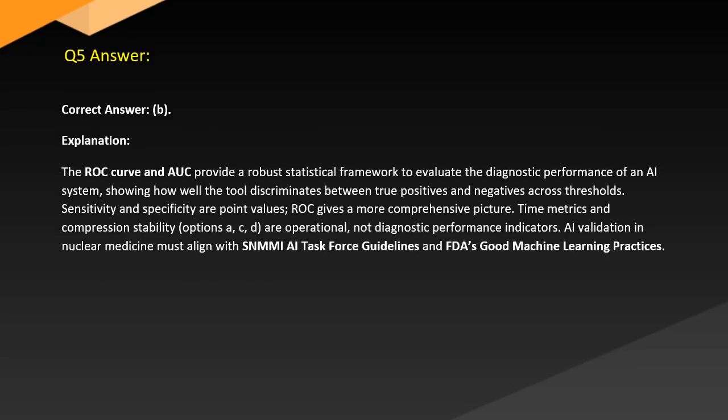Answer. Correct answer: B. Explanation. The ROC curve and AUC provide a robust statistical framework to evaluate the diagnostic performance of an AI system, showing how well the tool discriminates between true positives and negatives across thresholds. Sensitivity and specificity are point values. ROC gives a more comprehensive picture.